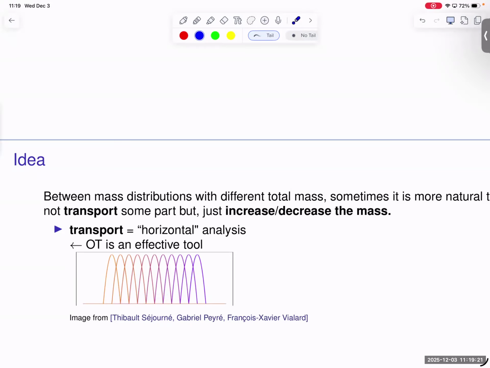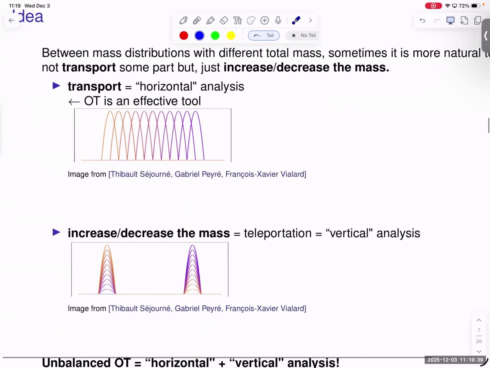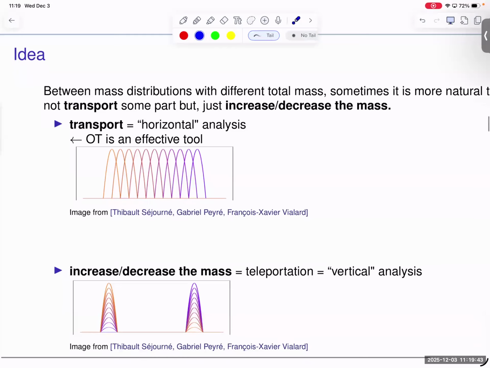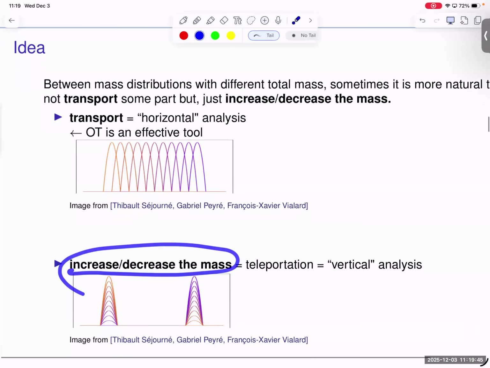Philosophically. But then, of course, in this way, because of mass conservation, you cannot match distributions with different total masses. But then, one way to handle them is just to increase or decrease the mass.